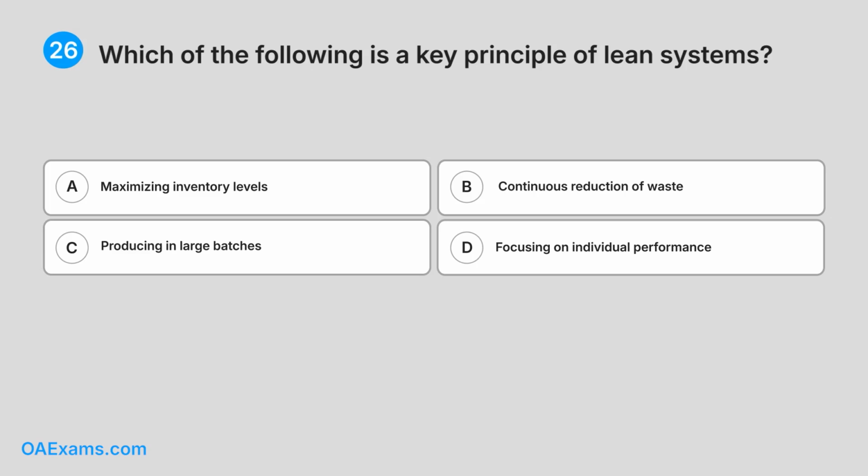26. Which of the following is a key principle of lean systems? A. Maximizing inventory levels. B. Continuous reduction of waste. C. Producing in large batches. D. Focusing on individual performance. Do you know the answer?